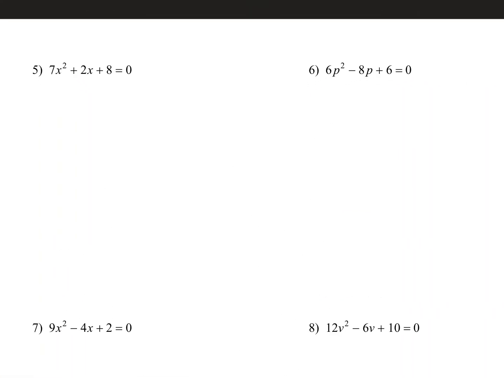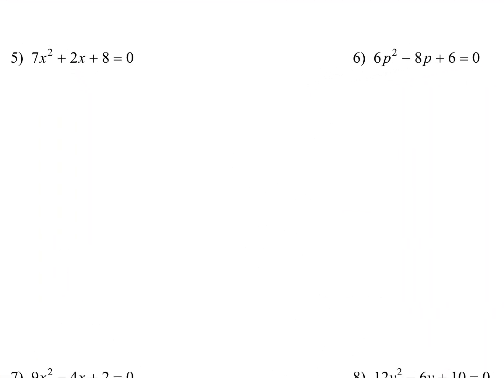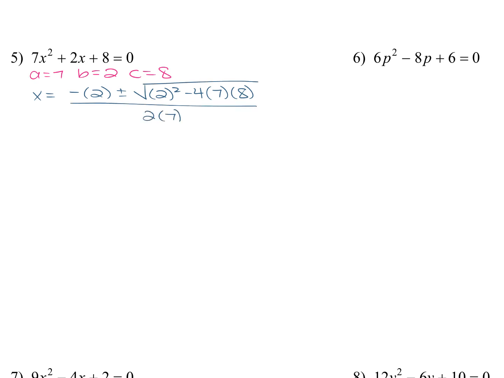For our next question, number 5, we have 7x squared plus 2x plus 8 is equal to 0. Your 7 is your A. B is 2. C is 8. So that's going to give us x is equal to the opposite of 2 plus or minus the square root of 2 squared minus 4 times 7 times 8 all over 2 times 7.